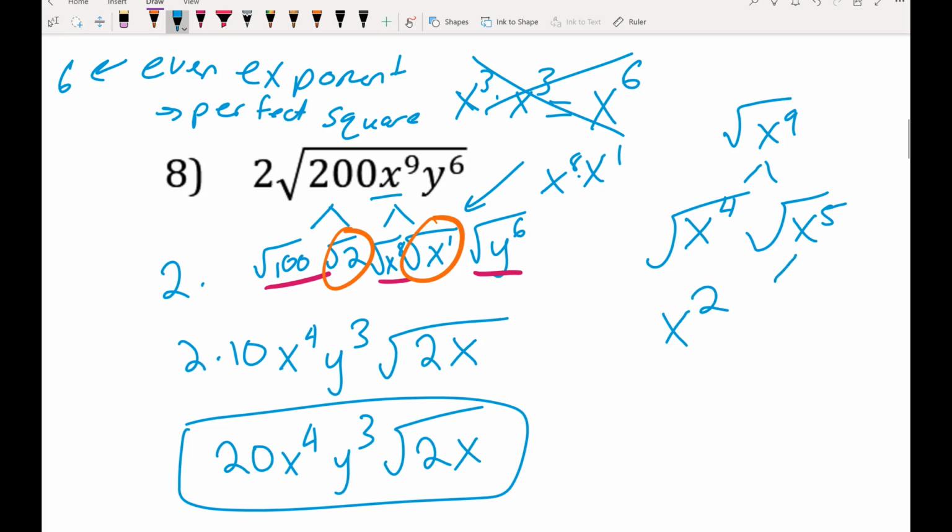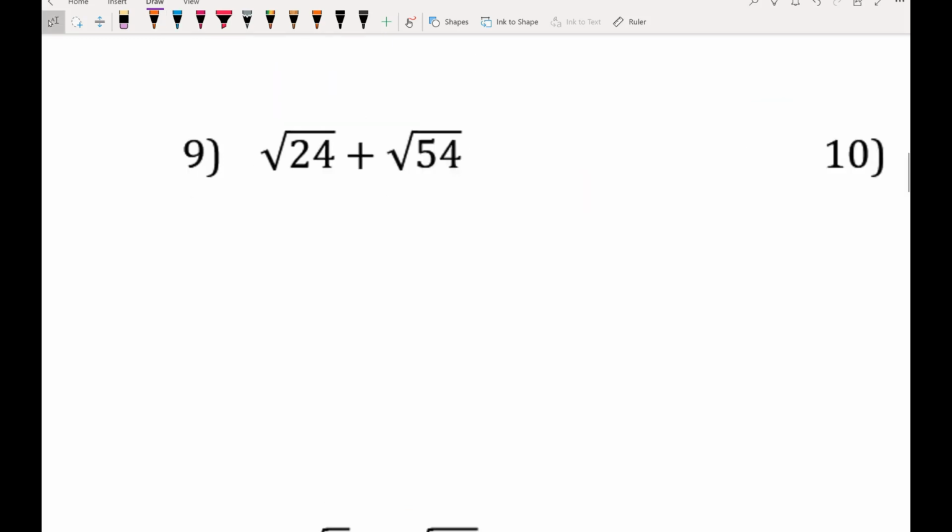But radical x to the 5th can be simplified further into x to the 4th times x to the 1st. So if you pick the biggest perfect square that goes into that, and that's just going to be found by subtracting 1 from the exponent, that's going to save you a couple steps. So now we move on to adding radicals.